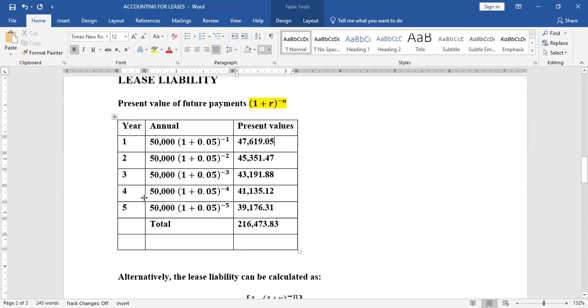Like you can see here, in year one, I've indicated 50,000 multiplied by the discount factor for year one: 1 plus R, our rate, which I indicated we adopt 5%, which is 0.05, raised to the power negative 1 because it's for year one, and it gave us $47,619.05 for the first year. For the second year, likewise, 50,000, raised to the power negative 2. So we are just changing the number of years, raised to the power negative 3, negative 4, negative 5, and then we have all these present values of the future payments. When added together, these present values of the future payments give us 216.